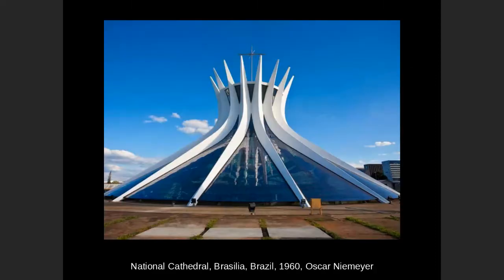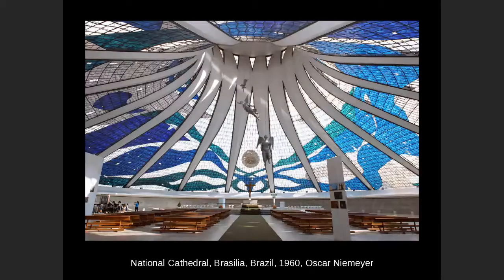This is the National Cathedral. Beautiful sculpted building with these concrete structural forms and then glazed walls in between. And a really nice view of the interior with lots of blue and green representing the Amazon River and the ocean, natural to Brazil. So he's introducing elements that are part of Brazil's culture and identity into the glass of the cathedral here.